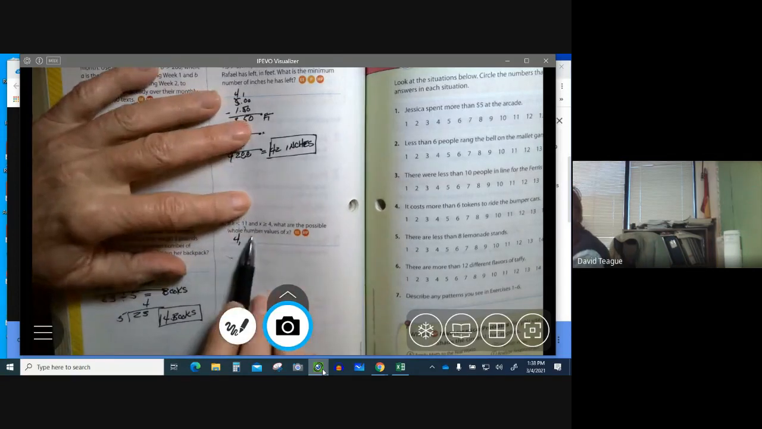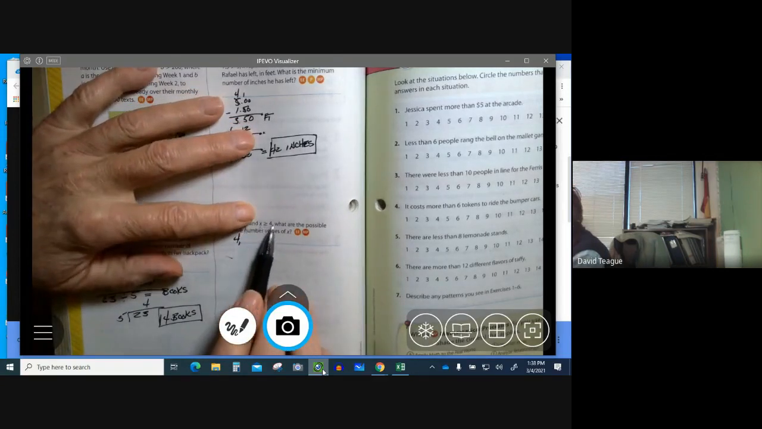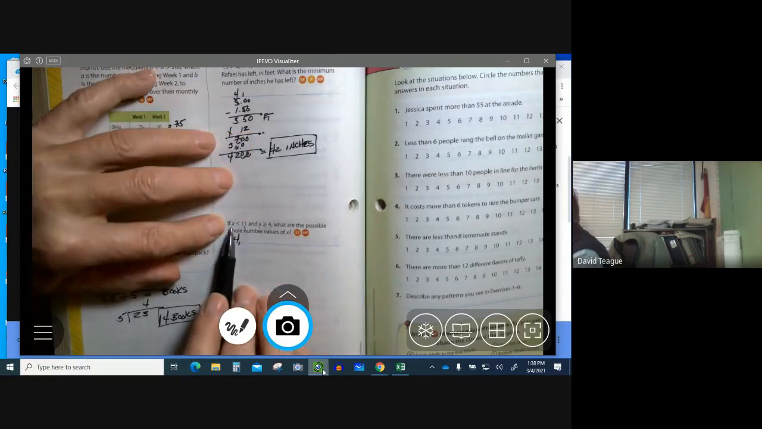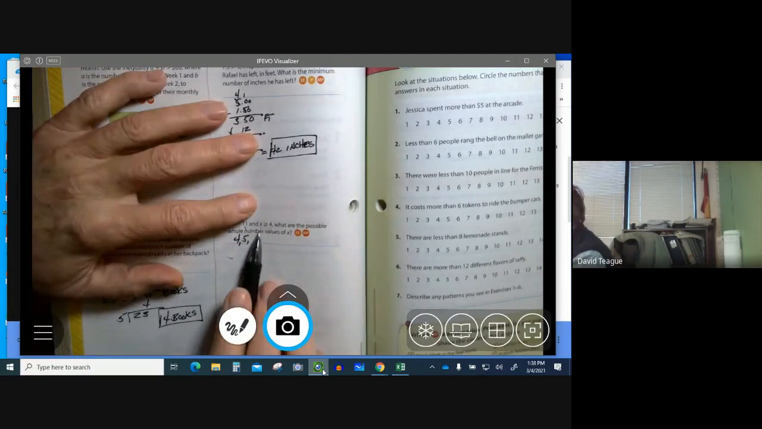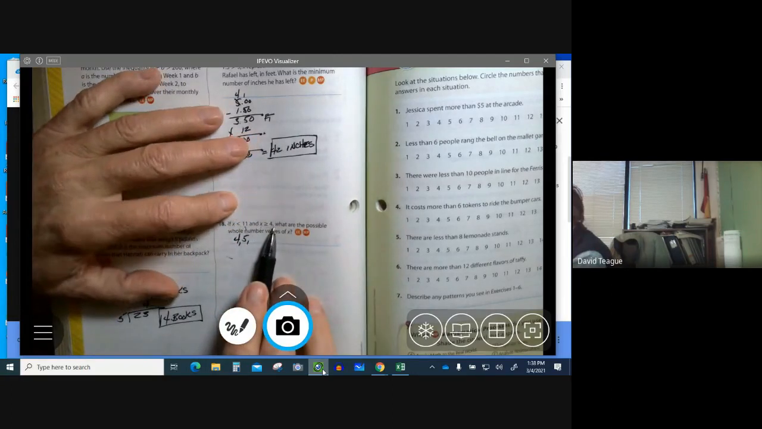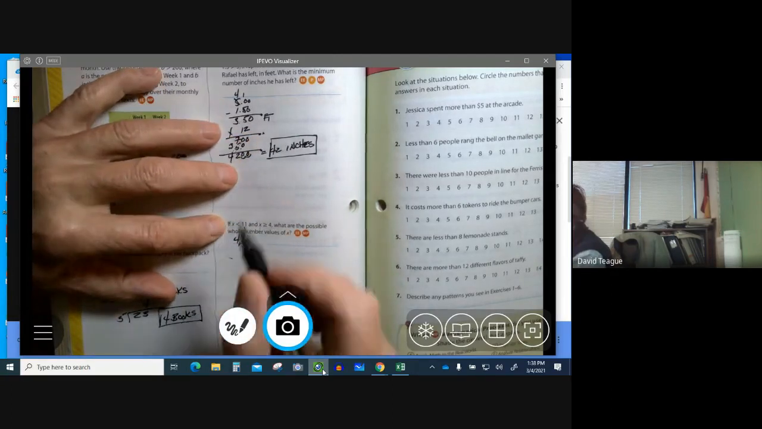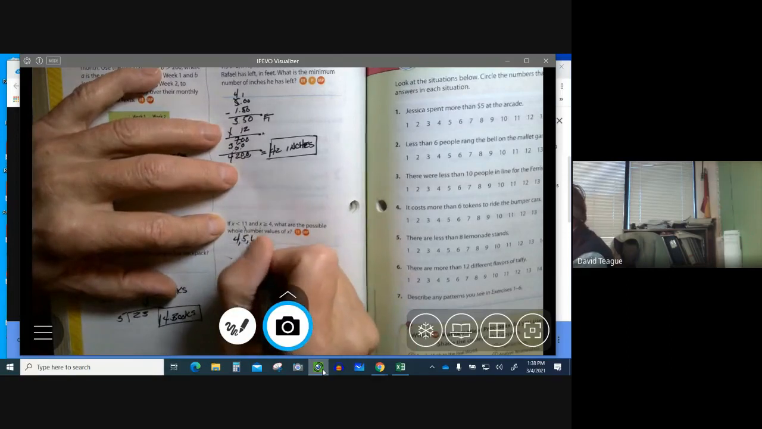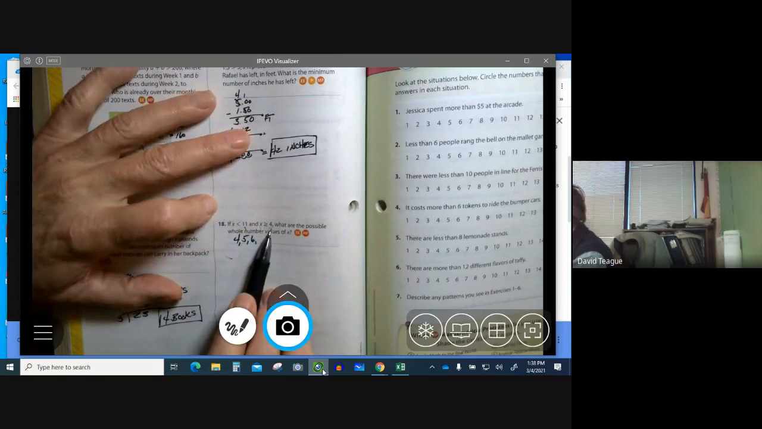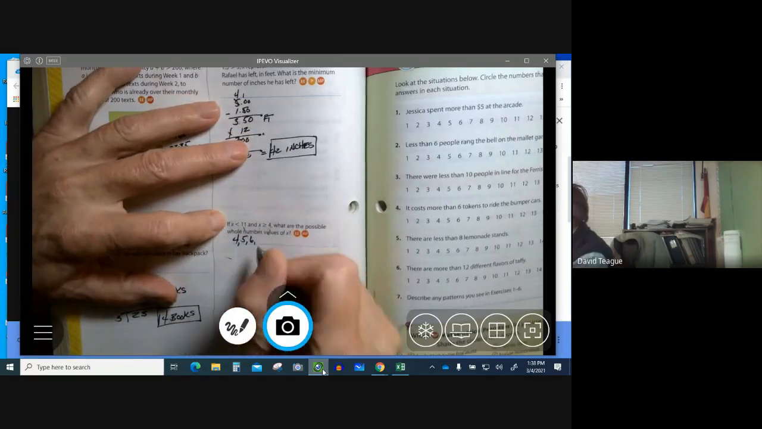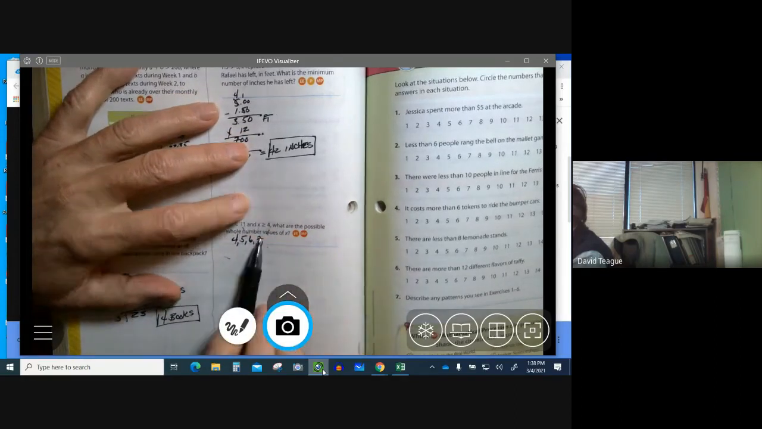So let's try 5. 5 is greater than 4. Let's see if it works over here. 5 is less than 11. Yep, so that works. What about 6? 6 is greater than 4. See if it works over here. 6 is less than 11. So that works. 7. 7 is greater than 4. That's good. 7 is less than 11. That works. How about 8?